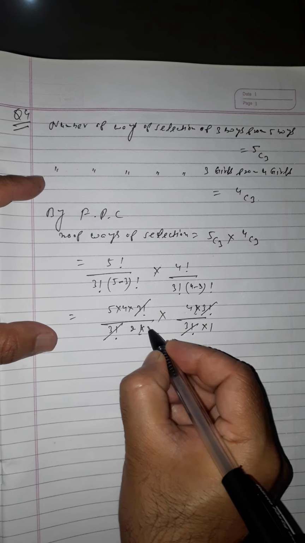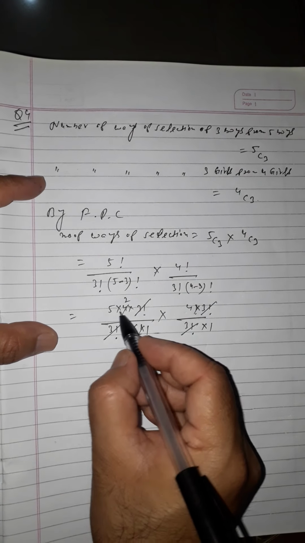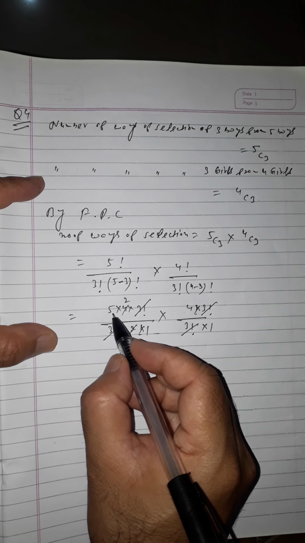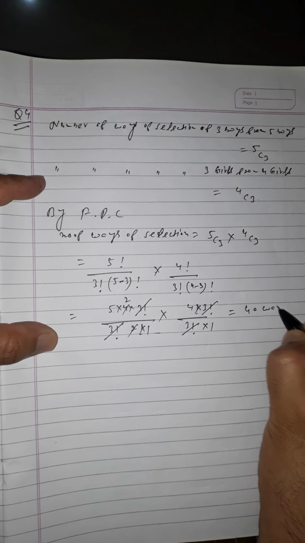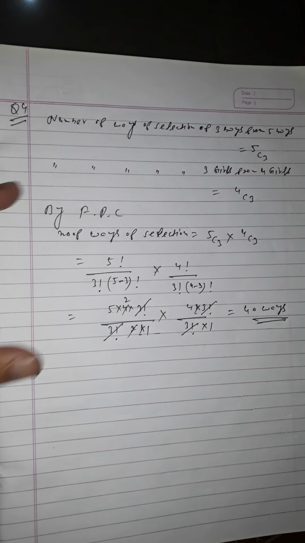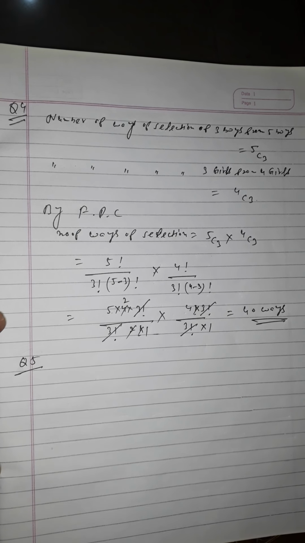Even this 2 factorial is 2 into 1, we can cancel it. 2 2s are 4. So what you will get, the number of the ways, 5 2s are 10, 10 4s are 40. There are 40 ways then, students. This is the answer of this question. Let us come to question number 5.